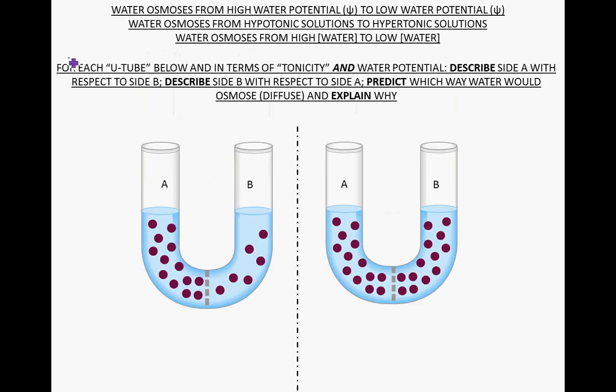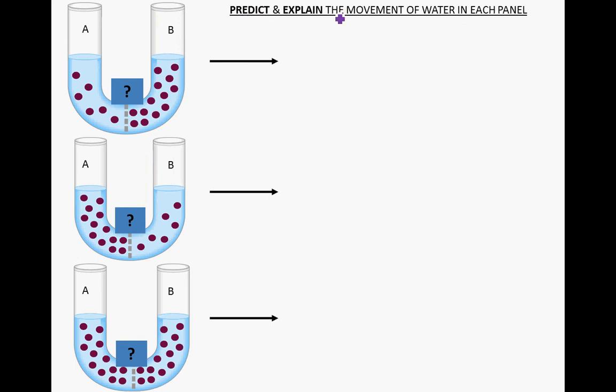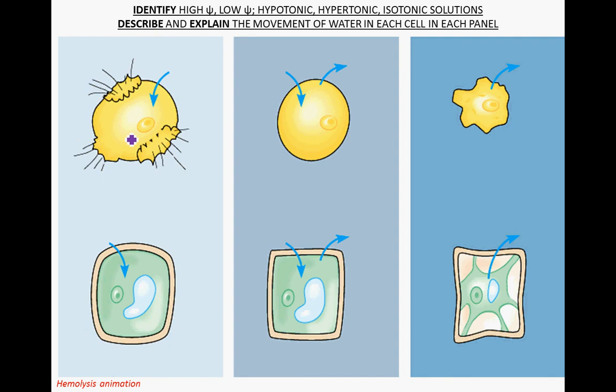Here's some things to do. For each one, in terms of tonicity, practice your U-shaped tube here, A with respect to B, B with respect to A. So you can just write right on the sheet. Here's more. Predict and explain the movement of each one. So which way would water be osmosing, assuming, of course, that this membrane is impermeable to the solute. Here's a diagram. Predict and explain and identify here.